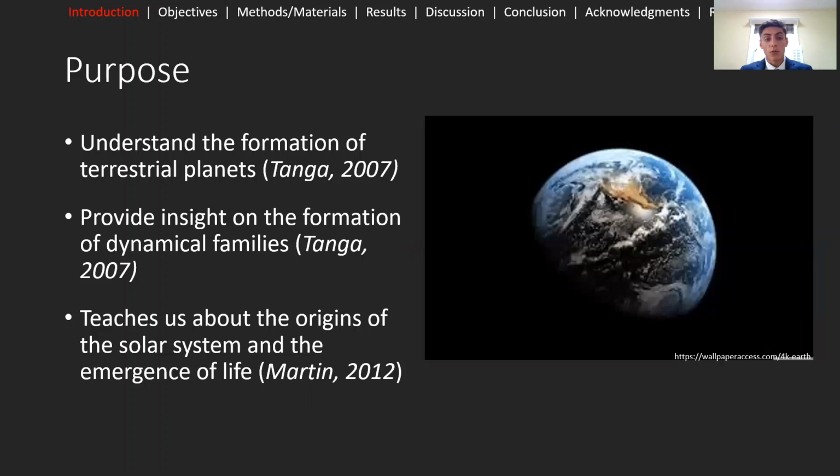Asteroidal occultations are important for many reasons. Firstly, they help astronomers understand the formation of terrestrial planets, which are essentially Earth and Mars. They also help astronomers provide insight on the formation of dynamical families, which are groups of asteroids in our solar system that have near identical properties. They also teach us about the origins of the solar system and the emergence of life on Earth, as asteroids are largely credited with bringing the heavy elements and water to Earth responsible for the emergence of life.